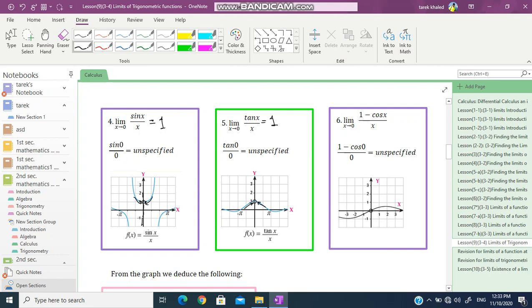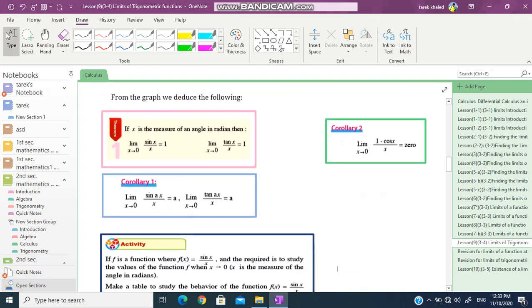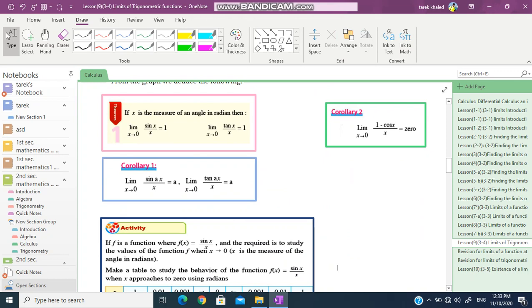The next one: the limit as x approaches 0 of 1 minus cosine x over x. By substitution at x equals 0, it will be 1 minus 1 over 0, an unsatisfied quantity. From the graph, the limit approaches 0. So from the graph you will find that the limit of sine x over x equals 1, the limit of tan x over x equals 1, and the limit of 1 minus cosine x over x equals 0.